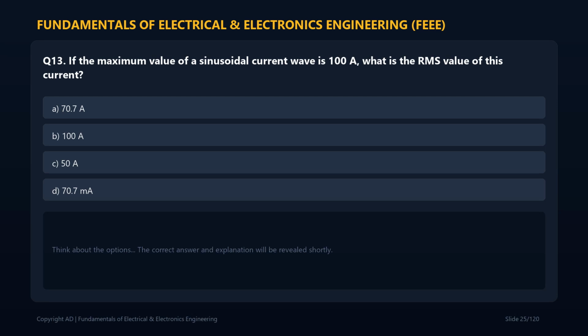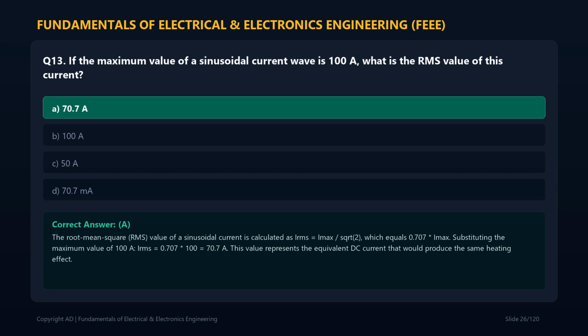Question 13. If the maximum value of a sinusoidal current wave is 100 A, what is the RMS value of this current? Option A, 70.7 A. Option B, 100 A. Option C, 50 A. Option D, 70.7 mA. The correct answer is A, 70.7 A. The RMS value of a sine wave is its peak value divided by the square root of 2. For a peak of 100 amperes, this results in 70.7 amperes.